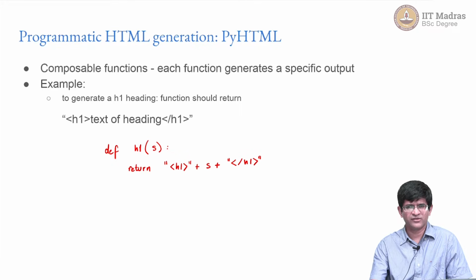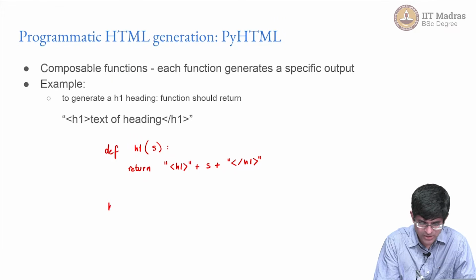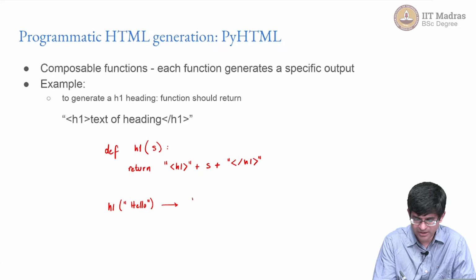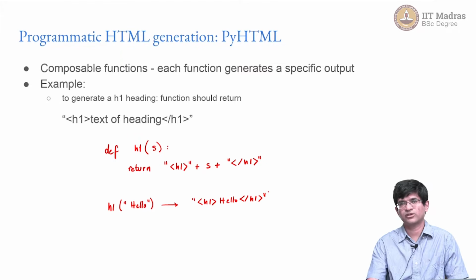Why did I have to define a function for this? Because rather than having to type in the h1 and /h1 where there is a good chance that just while typing I'll end up making a mistake, get one of the angle brackets wrong, forget the slash and so on, instead I can now just use h1 of hello and this will return to me h1 hello /h1, right? It takes care of the starting tag, the ending tag and everything else that is required very neatly over there.